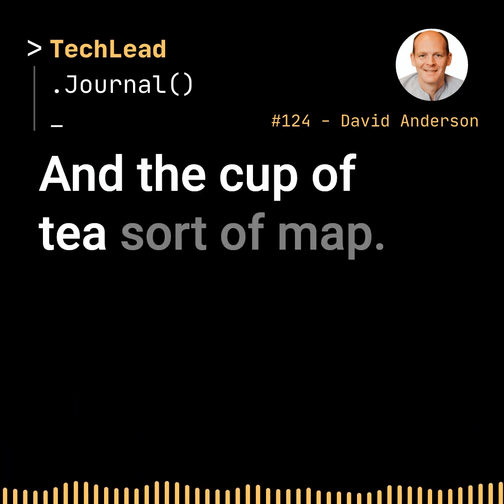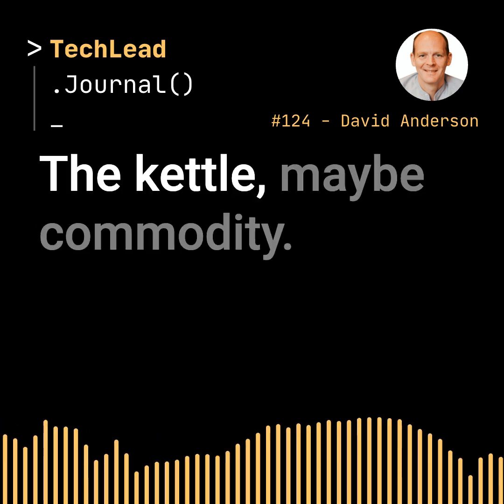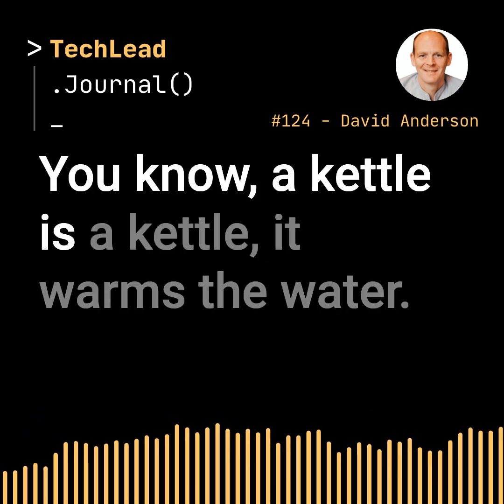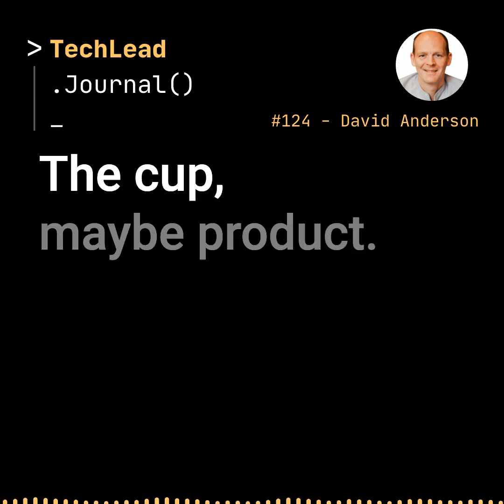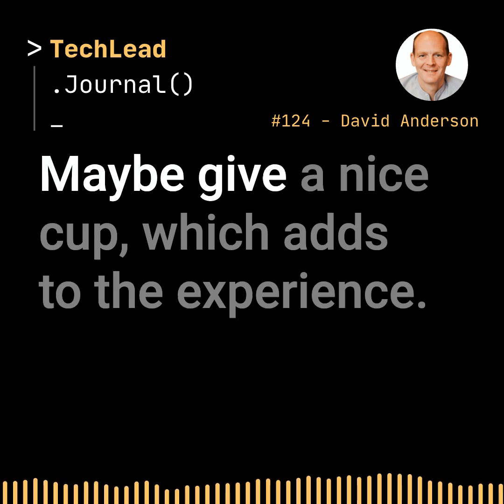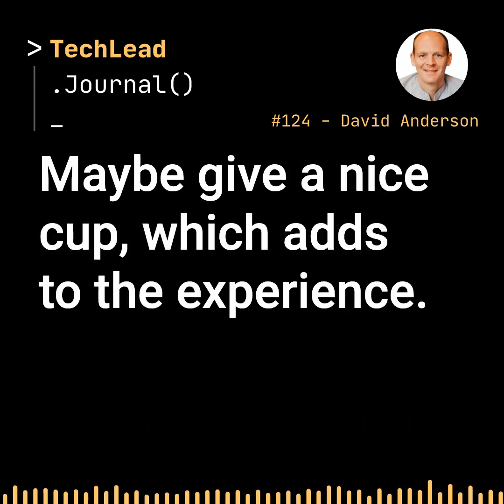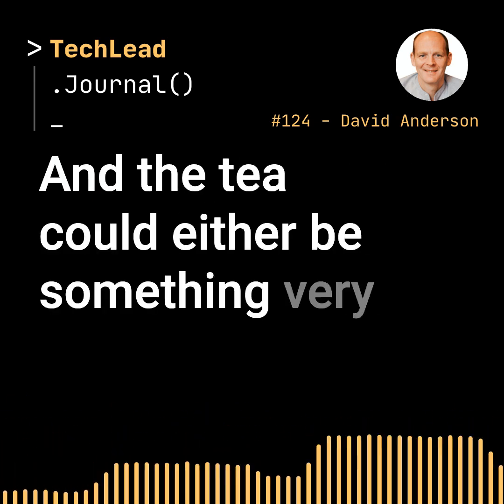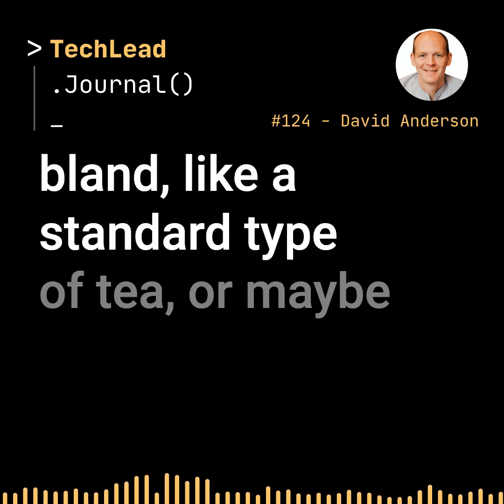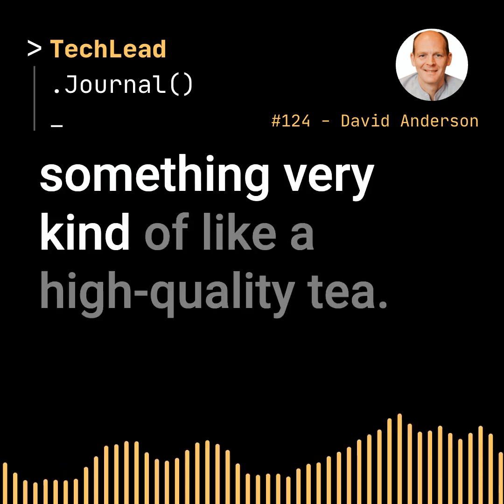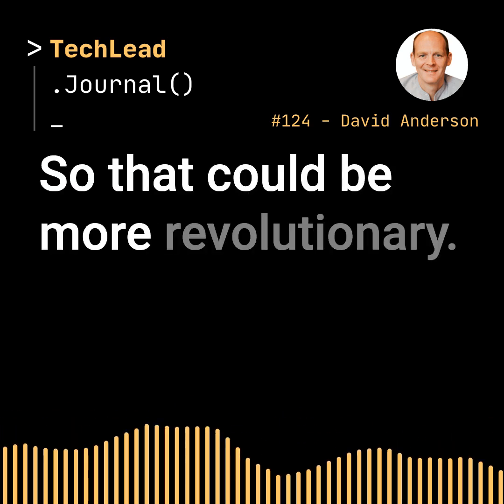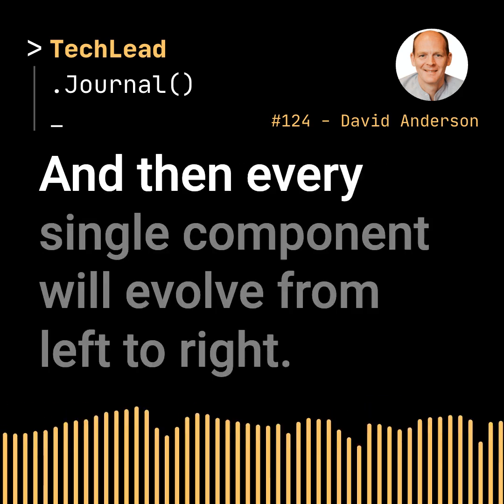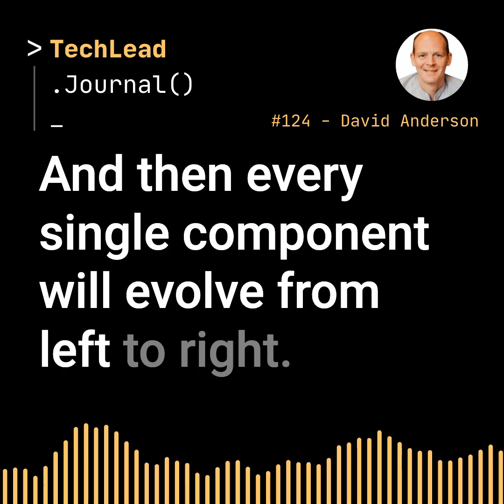In the cup of tea map, the kettle may be commodity. You know, a kettle is a kettle. It warms the water. The water is likely commodity. The cup may be product. Maybe you have a nice cup, which adds to the experience. And the tea could either be something very bland, like a standard type of tea, or maybe something like a high quality tea. That's a real differentiator. So that could be more revolutionary. And then every single component will evolve from left to right.